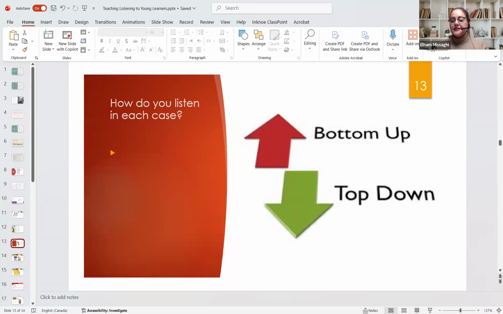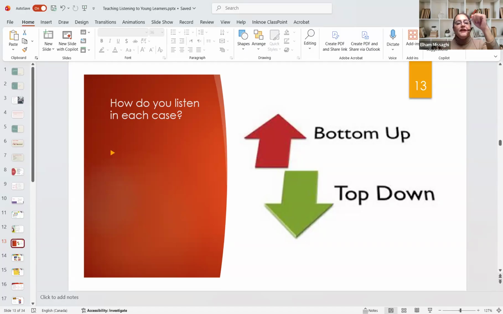Bottom up and top down. Top down are the questions that check their listening comprehension, the bigger picture. They listen and they give you a summary. They listen and they answer comprehension questions. So you just check their understanding. But bottom up is the part where you focus on the linguistic parts, like the grammar part, and the new vocabulary.